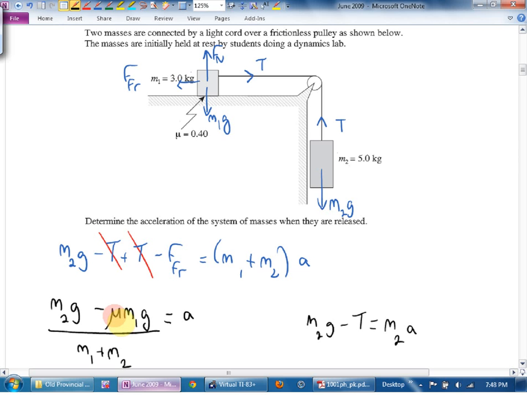In fact, if there was no friction, if this was ice, even if this was 0.1 kilograms, it's going to accelerate because there's nothing holding it back. Right? Does that make sense? Yes? Good?